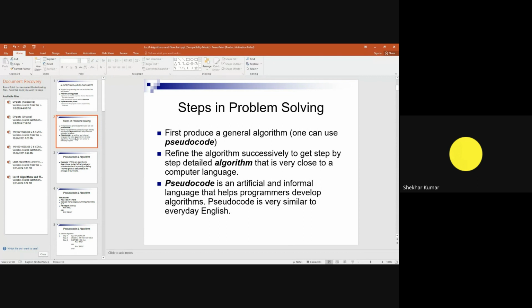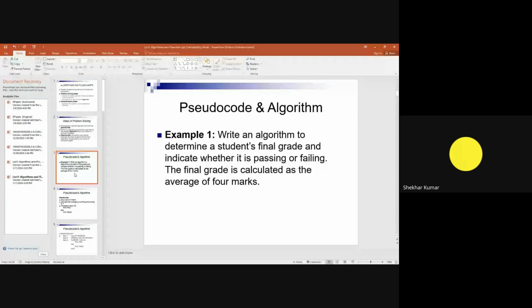For example, you have to write an algorithm to determine a student's final grade and indicate whether it is passed or failed. And the final grade is calculated as the average of 4 marks. For this problem, you have to write a pseudocode and an algorithm.